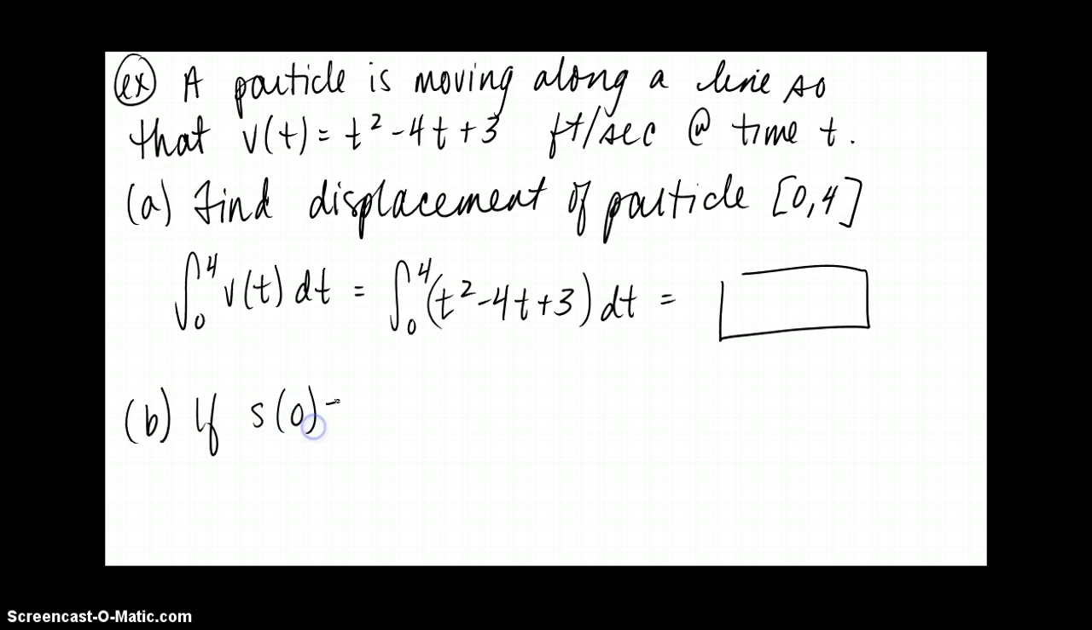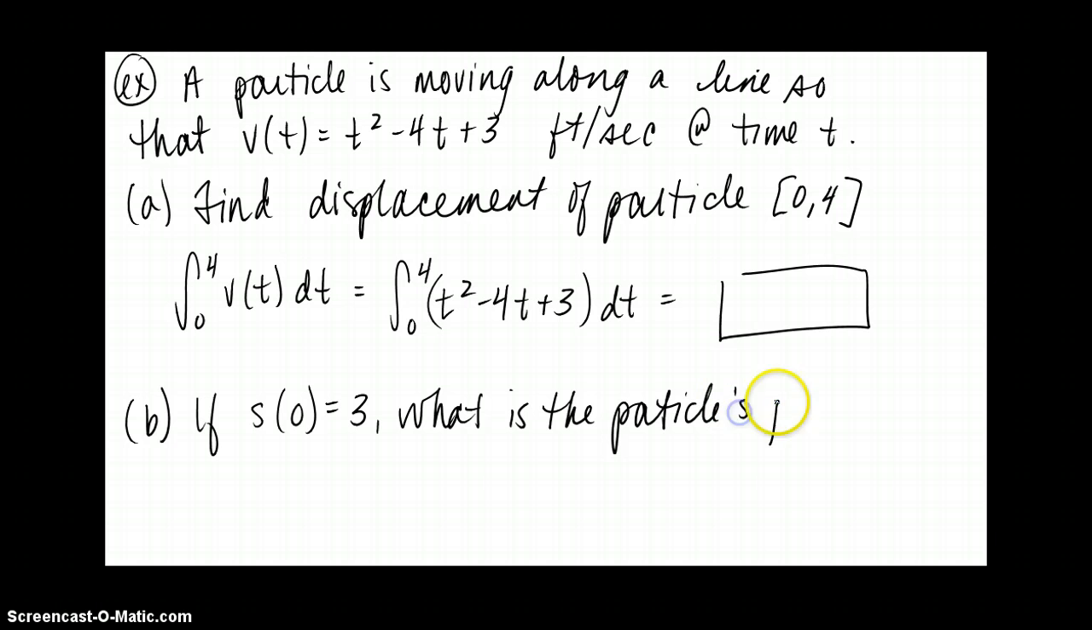If the initial position of the particle is at 3, what is the particle's position? Oh, sorry, at 4 seconds. Okay, so find the displacement of the particle: antiderivative, plug in 4, subtract the answer you get when you plug in 0, and then using this information, try and answer the question. If the initial position of the particle was at 3, what's the position after 4 seconds?